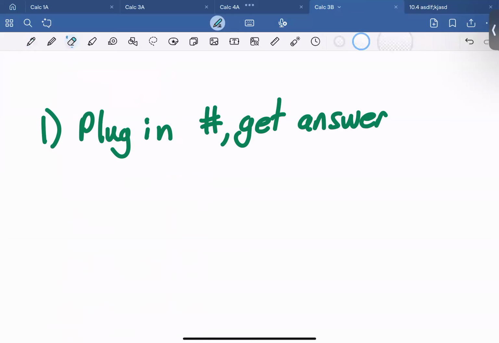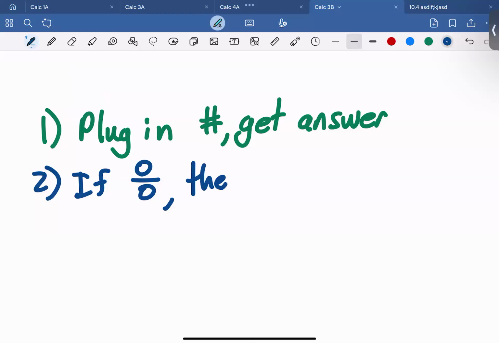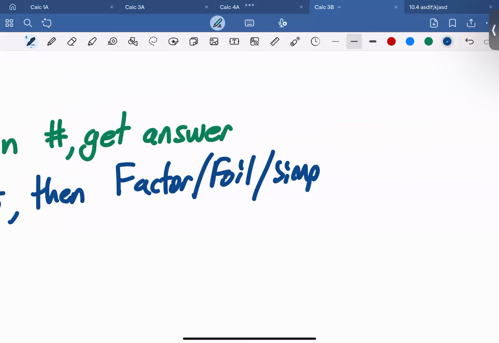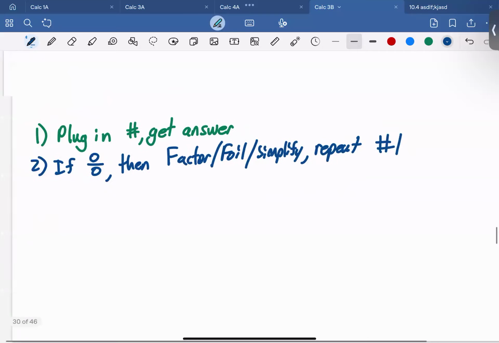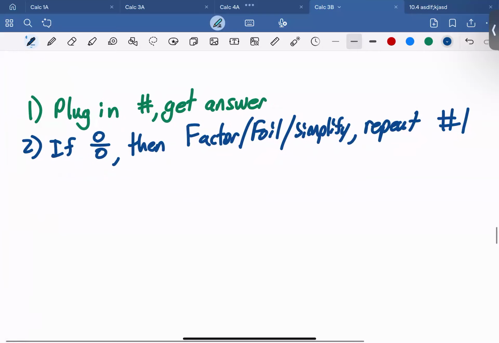Now the second step, right? This one has a condition. The condition is if I get 0 over 0, then I need to factor or FOIL and simplify. And then after that, I can repeat step 1. And these will typically be perfect squares. So you should notice right away, oh, I'm probably going to have to FOIL this, or I'm going to have to factor this.